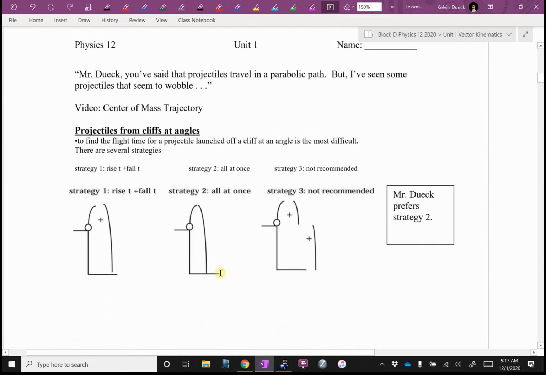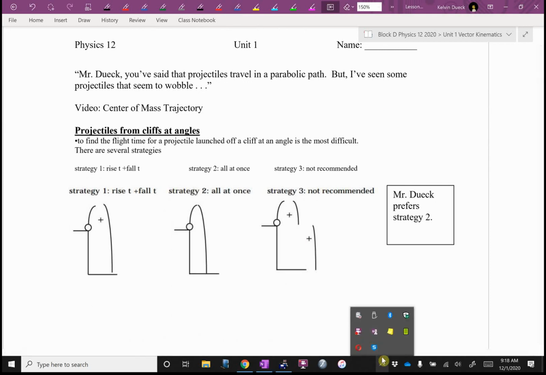Mr. Dueck, yes, Aiden. You said that projectiles travel in a parabola. But I've seen some projectiles that seem to wobble in the air. A bowling pin, for example, if I toss it and spin it, Mr. Dueck, or a warped basketball, I've seen those wobble. Are you lying, Mr. Dueck?